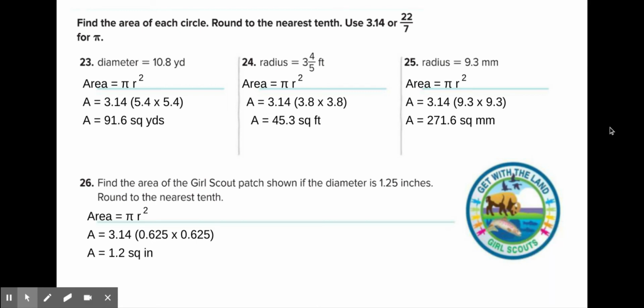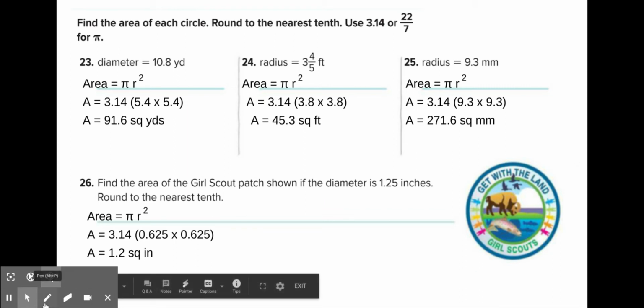All right, let's talk about our solution here to the extra practice. Okay, so with 23, the diameter is 10 and 8/10 yards. Now, again, the formula for finding the area is pi times r squared. And so r squared means that the radius has to be squared. Diameter is twice as long as the radius, so you're going to cut it in half, right?